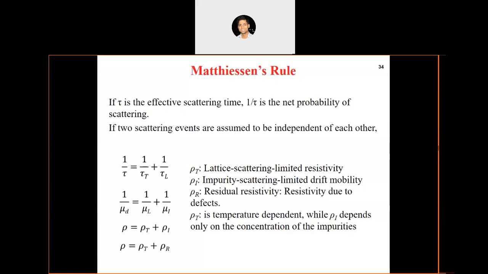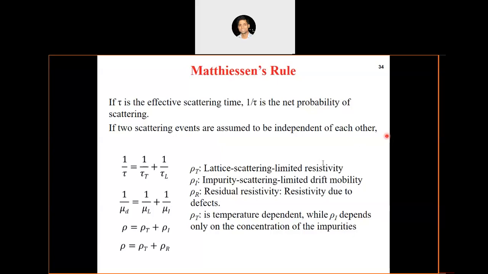All right. So as we said here, 1 upon tau is actually the net probability of scattering. Then here we are considering two types of scattering, right? One is because of the lattice vibrations, which we are representing by tau t, because this is the thermally dependent scattering time. And the other scattering will be because of the impurities. We are discussing alloys, and we are taking the foreign element as impurities.